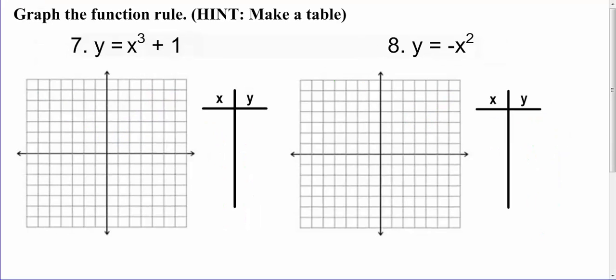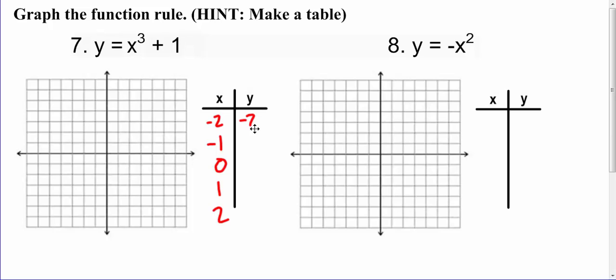All right, so let's take a look at our last slide. We got a cubic graph and a quadratic graph to consider. So on number 7, y equals x cubed plus 1. Again, the values from -2 to +2 are pretty good values to pick. Remember, when you cube a negative number, that means -2 times -2 times -2. It stays negative. That's -8 plus 1, which would be -7.